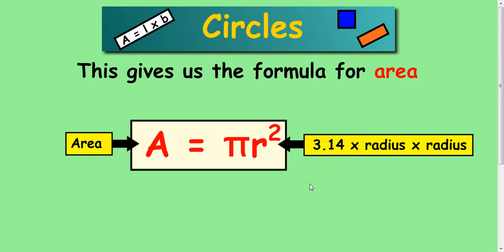Which leads us into the formula for the area of a circle. The area is equal to pi times the radius squared, i.e. radius times radius.